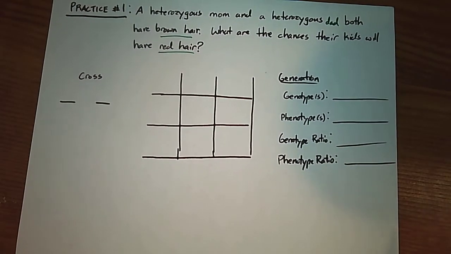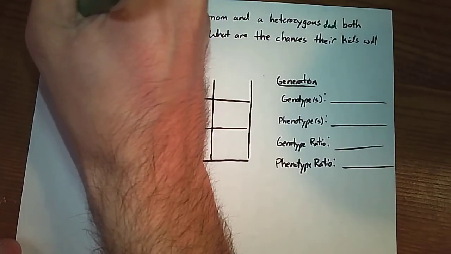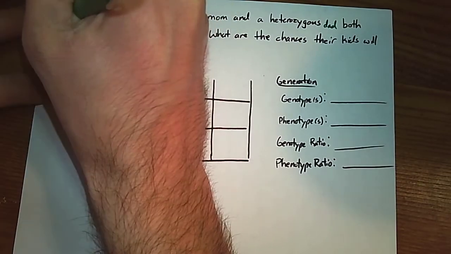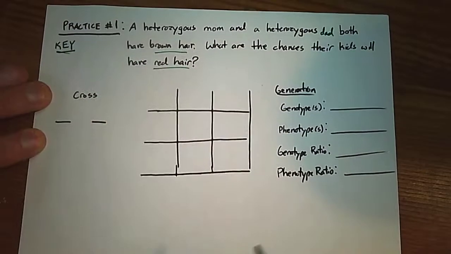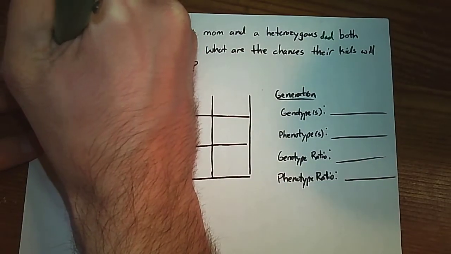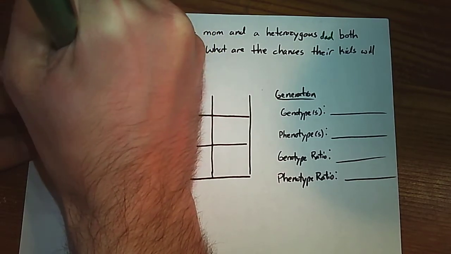First things first that we always want to do is make a key. Always do the key first if it's not made. And a lot of times you're going to have to make your own. So in this case, we have brown hair and we have red hair.